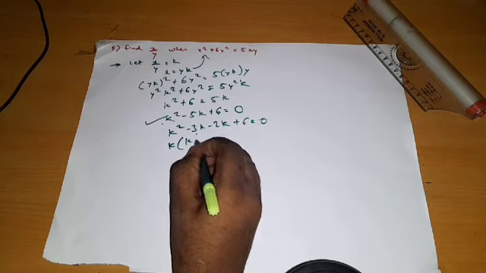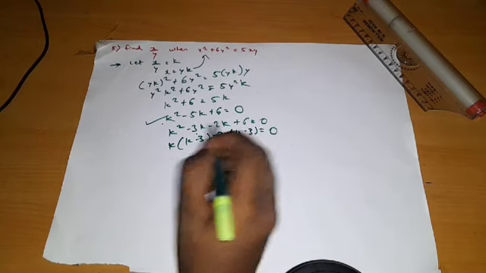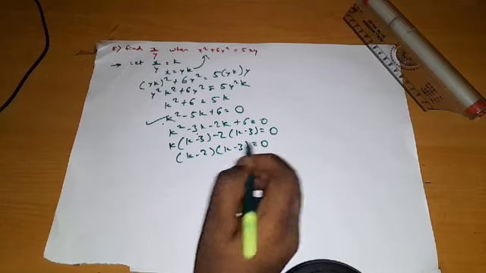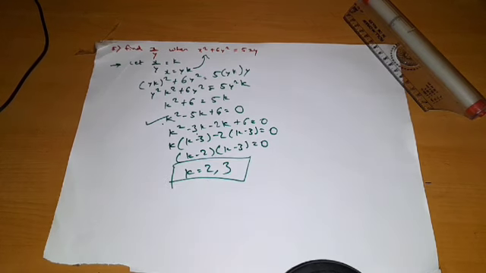Taking k common, k minus 3, minus 2 into k minus 3 is equal to 0. k minus 2 and k minus 3 is equal to 0. k is equal to 2 comma 3. x upon y has two answers, 2 or 3.